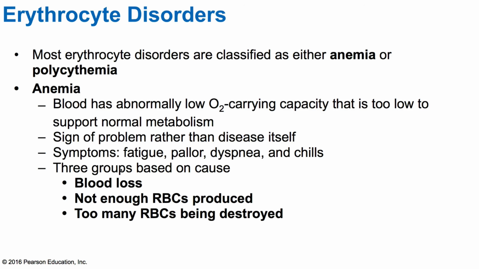So 3 groups are based on the cause for anemia. This could be due to blood loss. It could also be because there's not enough red blood cells being produced. Or it could be that too many red blood cells are being destroyed. So again, we have these 3 main causes. Let's take a look at some of these diseases as we move forward.